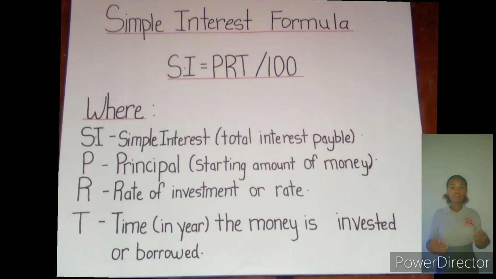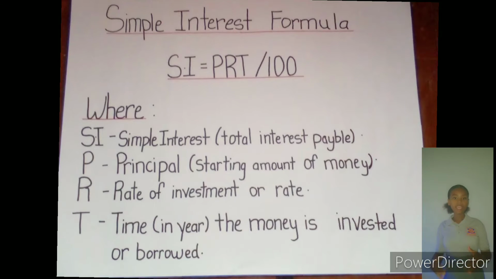Now I'll move into the formula part of solving simple interest. The formula for solving simple interest is SI equals P times R times T divided by 100. You might be wondering why I use a short word instead of the long word, so I will give you the meaning of those letters. The first is SI. SI stands for simple interest, or the total amount payable. The next is P. P is for principal, the starting amount, so that's what you borrowed.